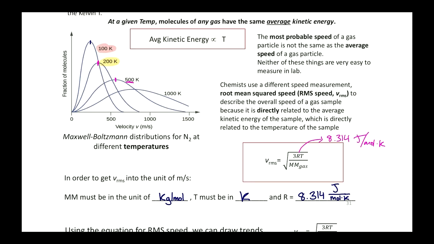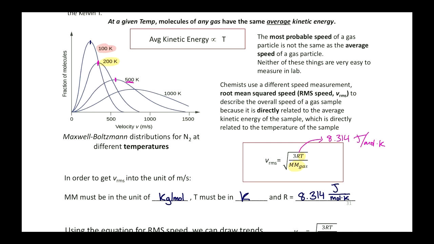And so what we see is that this root mean squared velocity is related to 3 and R, which are constants. It's related to the molar mass of your sample, and it's also related to temperature. The idea here is that we can calculate this velocity with values we can actually look up and actually measure.